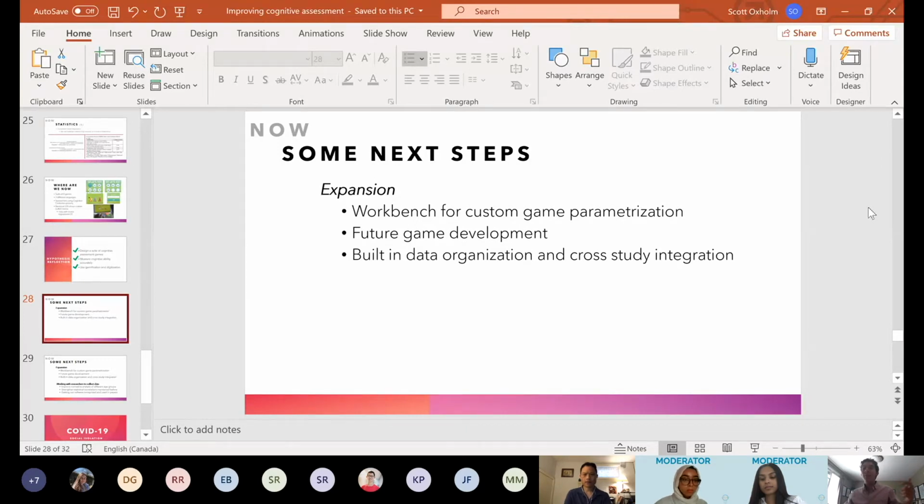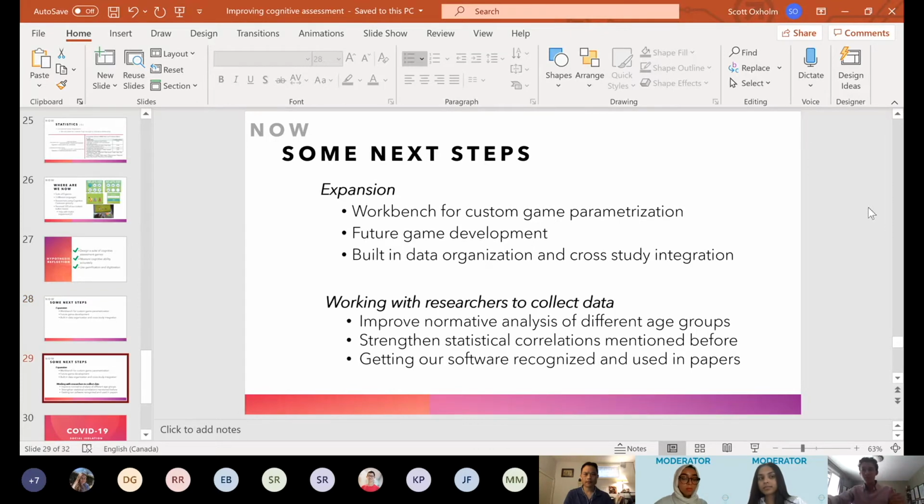And we're looking at built-in data organization and cross-study integration, allowing researchers to see all of their information across multiple studies with us. We're also looking at working with researchers to collect data, so improving our normative analysis of different age groups, strengthening that statistical correlation I mentioned before, and getting our software recognized and used in papers.